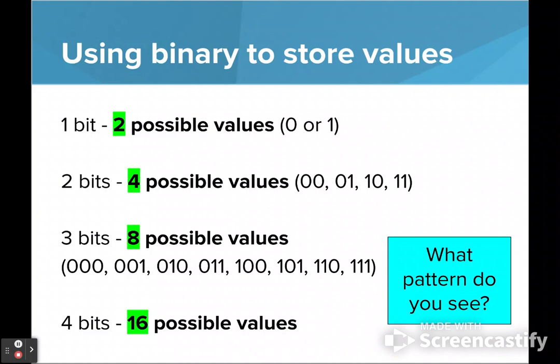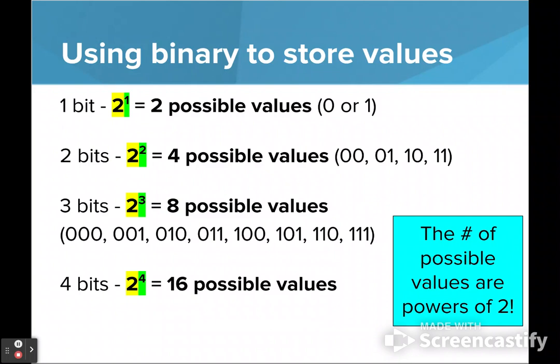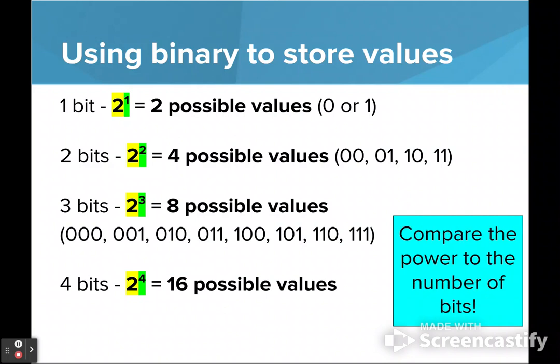What pattern do you notice here with the possible values? So we went from 2 to 4 to 8 to 16. Based off of our place values from yesterday, we should hopefully recognize that these are our powers of 2. Only this time we are skipping the 0 power when we're talking about the possible values. So the first one, 2 possible values, was really 2 to the first. 4 possible values is 2 to the second. 8 possible values is 2 to the third. 16, 2 to the fourth.